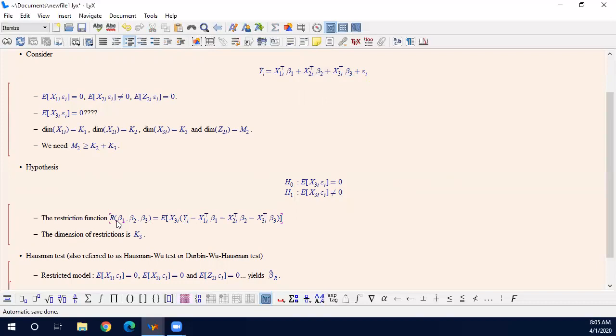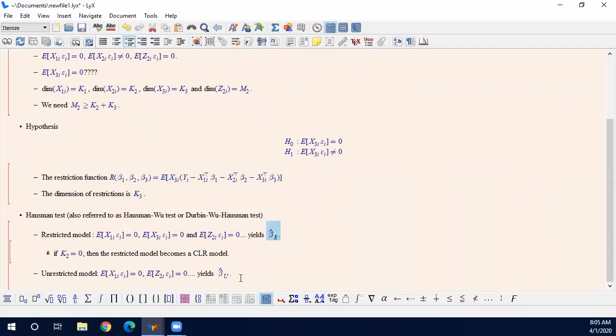The restriction function is defined by the parameters and observed variables. So it depends on beta 1, beta 2, beta 3. But remember, this part is scalar, and this is k3 by 1. So the function is a k3 by 1 vector valued function. The restriction function is defined in this way. So it's k3 dimensional restrictions.